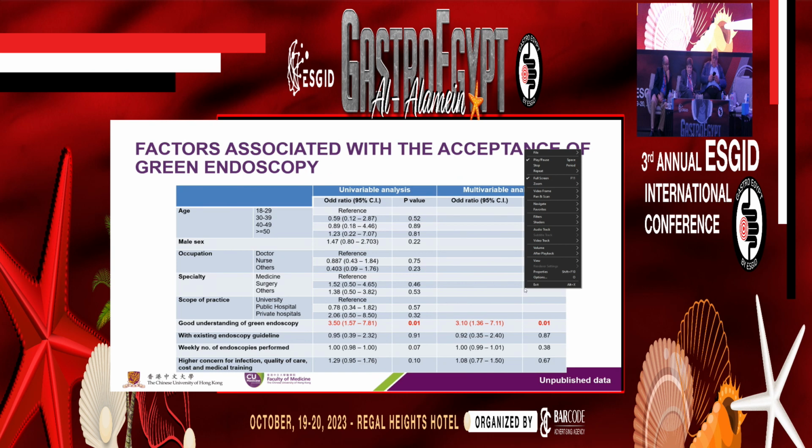We further performed regression analysis to identify the factors associated with the acceptance of green endoscopy. We found that the only factor associated with an increased agreement to green endoscopy was the understanding of the issue, with an odds ratio of more than 3. Other than this, the other baseline demographics like sex, age, occupation, as well as other factors like weekly number of endoscopic procedures were not identified as significant factors.